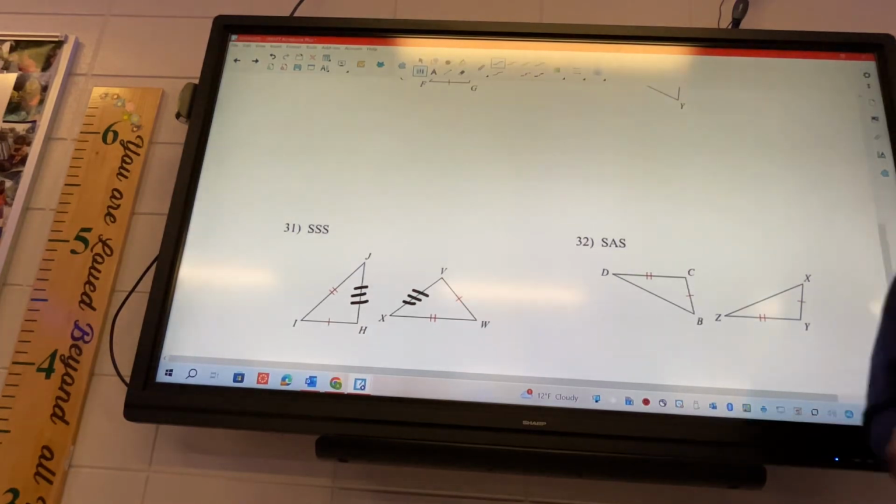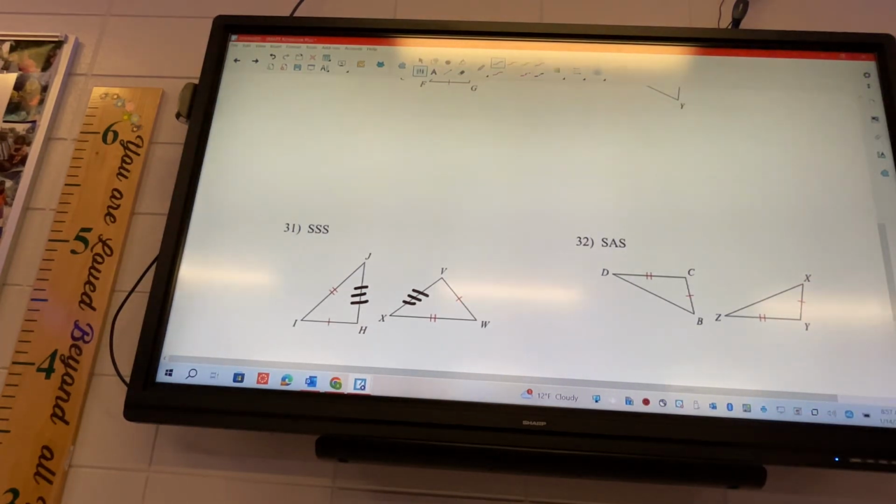Okay, you guys have 16 to do on your own. Go through and get your 16 done. If you were not here yesterday, please let me know. I will give you the sheet from yesterday.